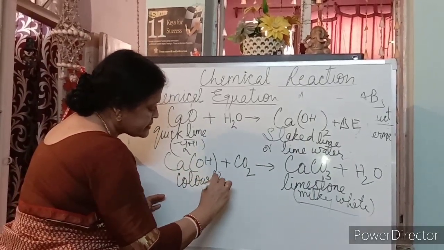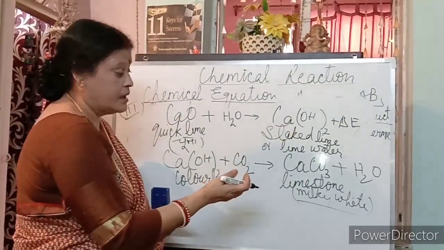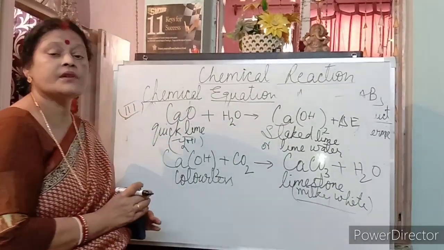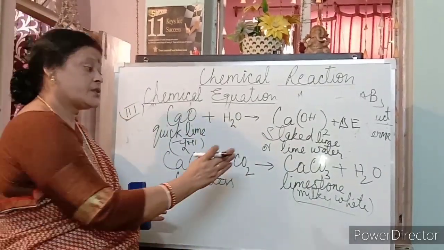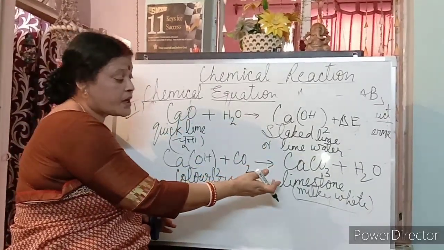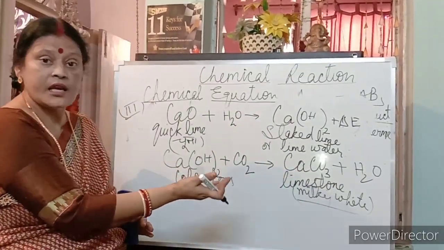Now, after this, when it forms calcium carbonate, it is milky white in color. So this is known as calcium carbonate, and water will be released into the atmosphere. Now this calcium carbonate, which is a solid substance, applied on the wall, will become milky white in color, and that is why the roofs and walls become milky white.